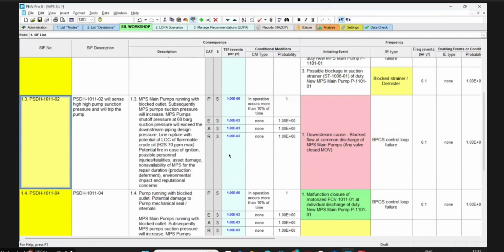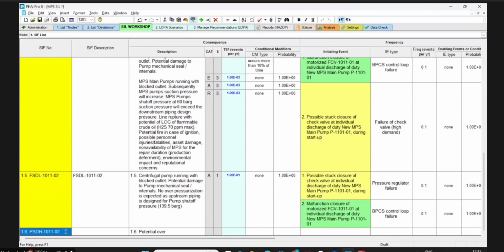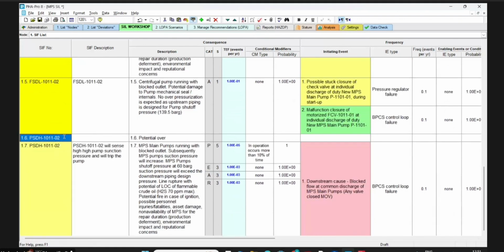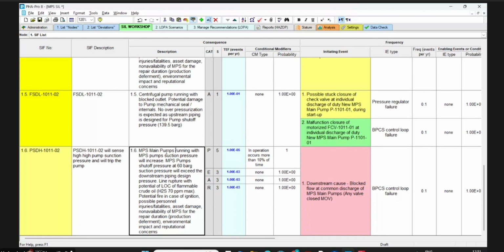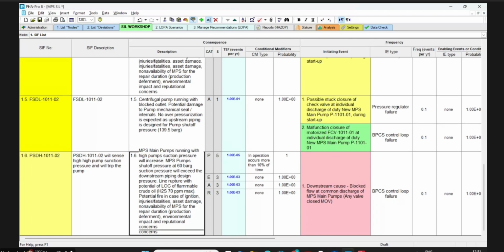We can consider this the same. I will change the tag number. And the MPS main pumps are running with the high suction pressure. Pump suction, MPS pump running with high pump suction pressure.